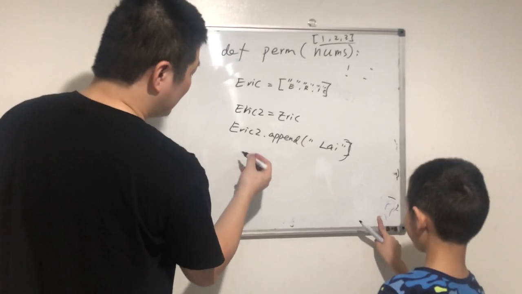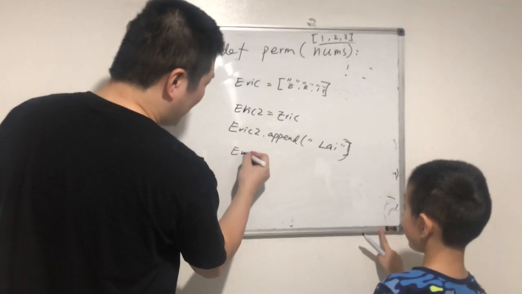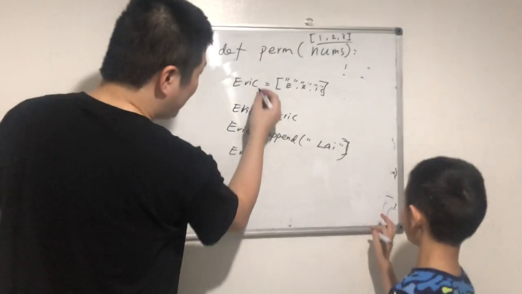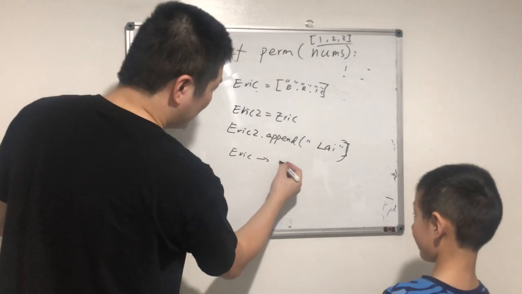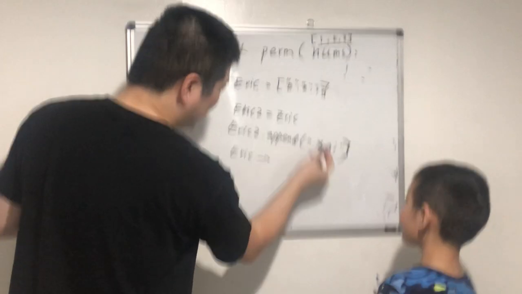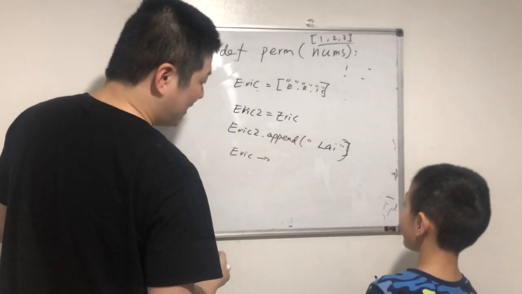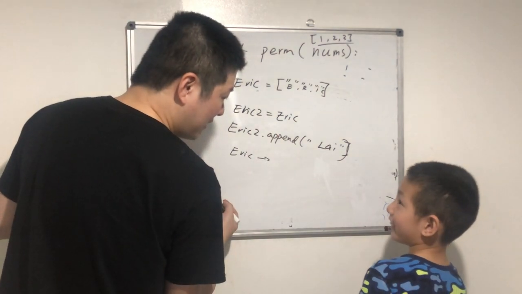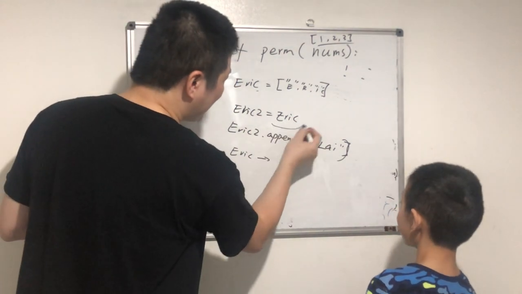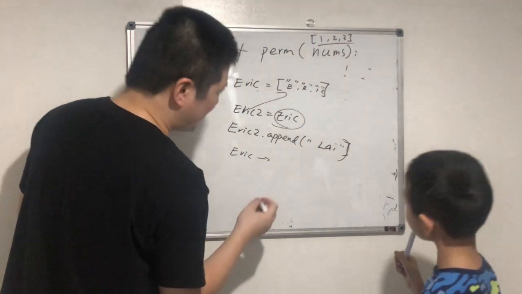Eric lie. So Eric will be what? This value will be an array of what? E-R-I-C, with lie or without lie? With lie, yeah? And Eric 2 is? Yeah, that's what I mean, because this is a reference. You're pointing to the same position.